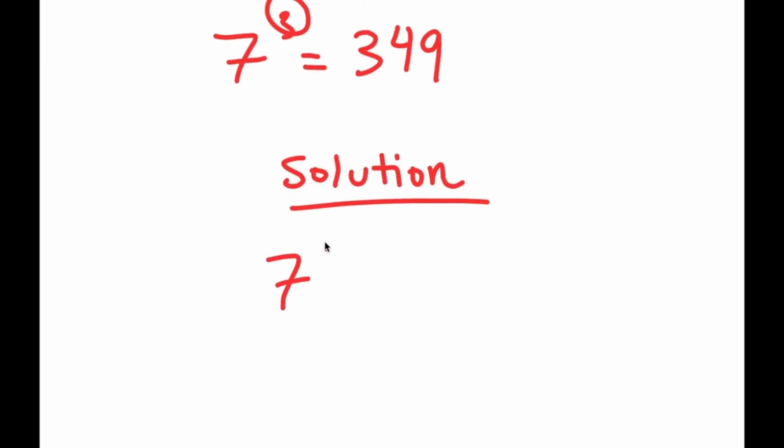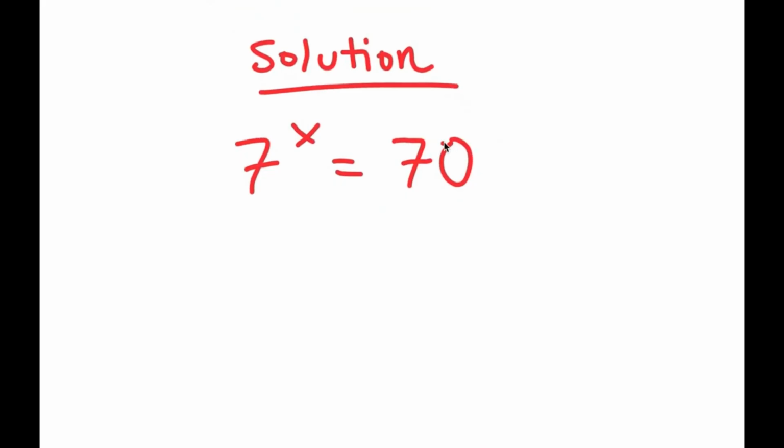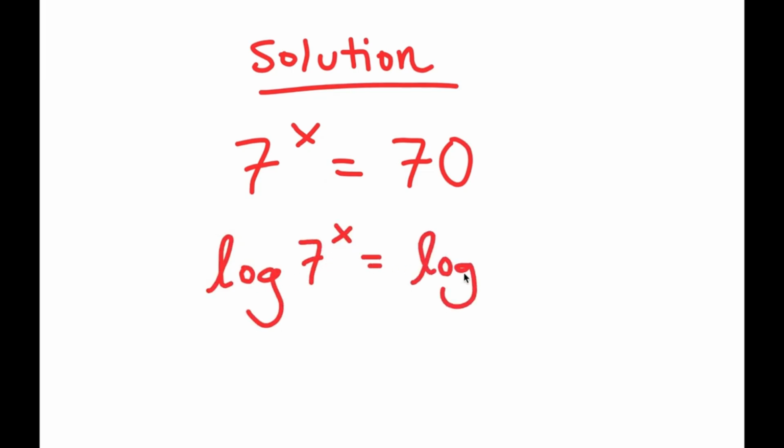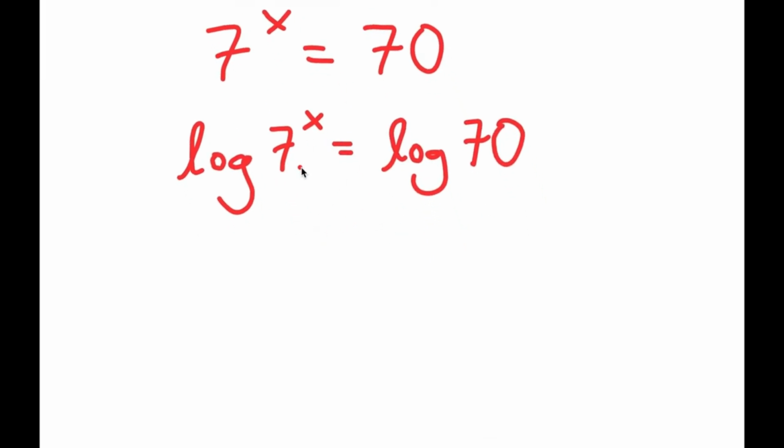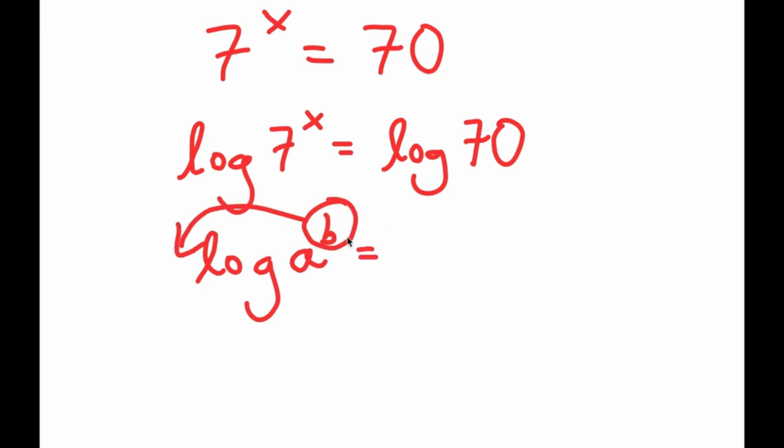my equation is 7 to the power of x is equal to 70. And what I'm first going to do, and what I recommend doing for any exponential equation such as this, is taking the log on both sides. And the reason that you should do this is because now you can use the property log a to the power of b. I can move this b to the front, so I get b times log a. Log a to the power of b is equal to b times log a.